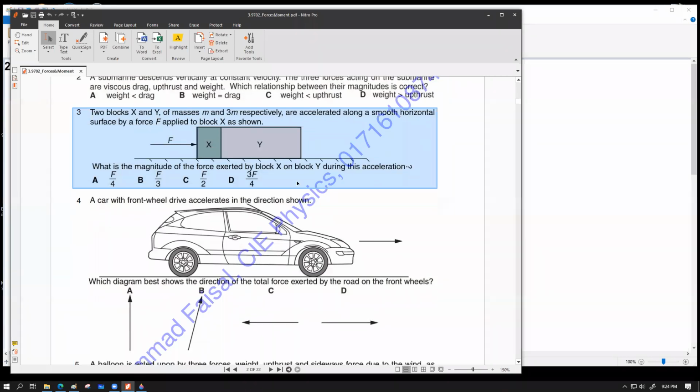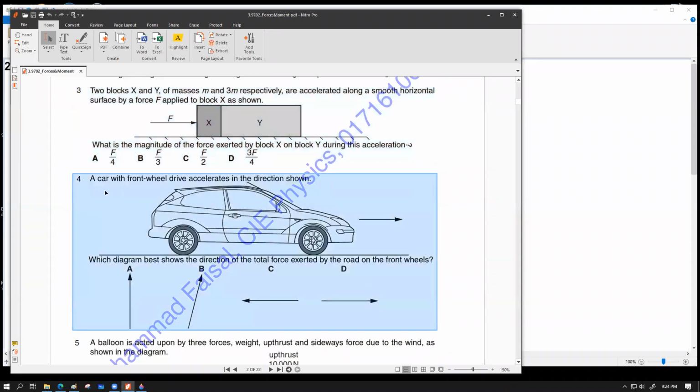Okay. I'll talk a little bit about number 4. Question number 4 says a car with front wheel drive accelerates in the direction shown. Which diagram best shows the direction of the total force exerted by the road on the front wheels? Try to understand. We are trying to calculate the force exerted by the road on the front wheel. This car is going forward, so this wheel is going to rotate clockwise. This is a front wheel drive car. Front wheel drive car means the engine is connected to the front wheels and the rear wheels are just attached to the whole body to be pulled forward so that it can have low friction.